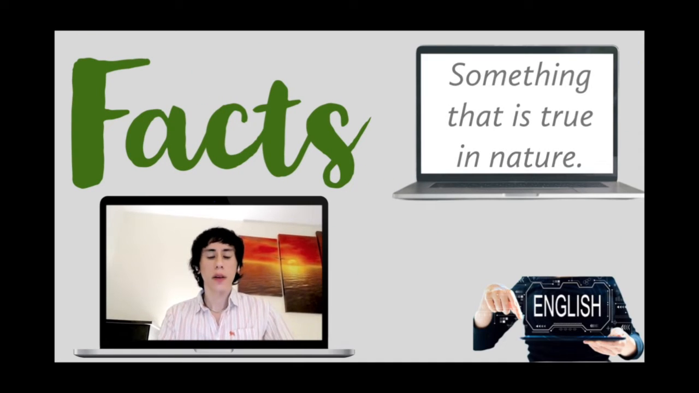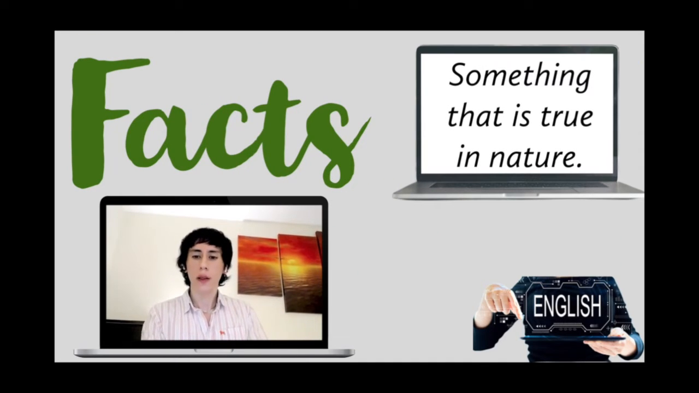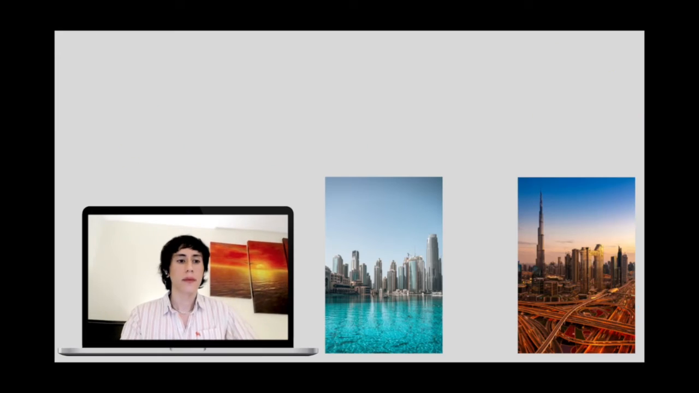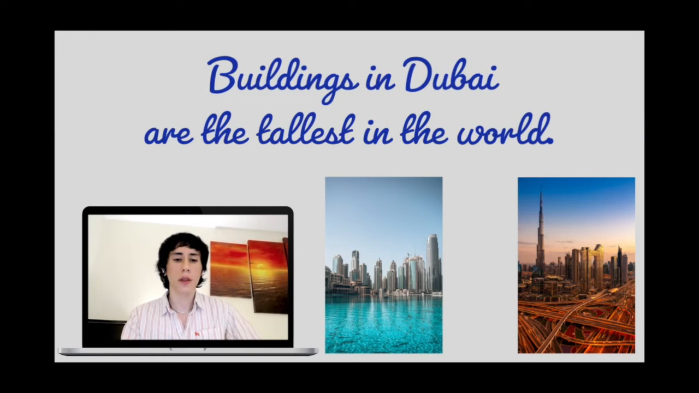Like I said to you, we use the present simple for facts, something that is true in nature. It could be a scientific statement. Like, for example, when we talk about nature, the earth is round. So the earth will always be round. So that's why this is a fact. Or another example could be the sun is hot, or Mars is the next planet next to the earth. So we're going to see another example here. Buildings in Dubai are the tallest in the world. So this is another example that is a fact.